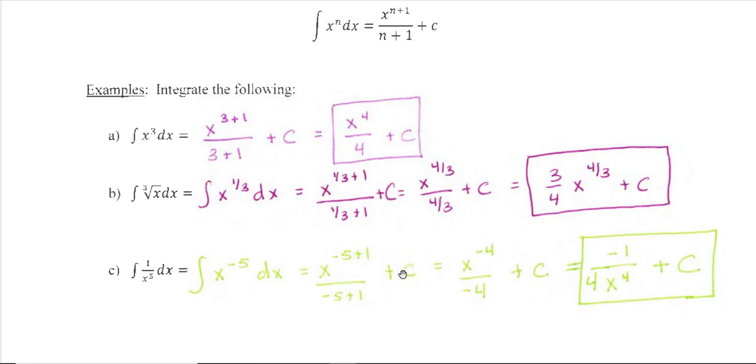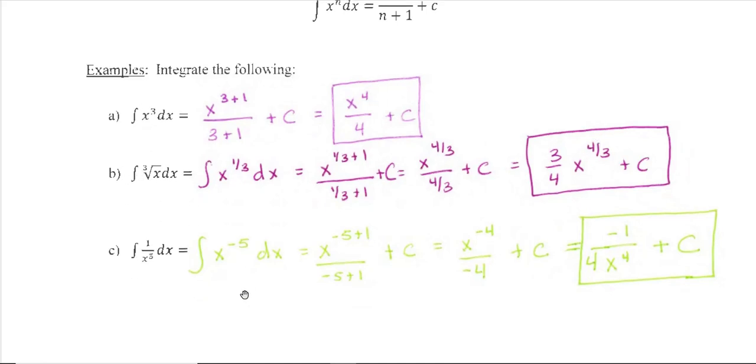Negative 5 plus 1 is negative 4. So that's x to the negative 4 over negative 4 plus c. And to write it a little bit nicer, we'll bring this x down to make that exponent positive. And then we'll bring the negative up to the numerator. So it'll be negative 1 over 4x to the 4th plus c. And keep in mind, in each one of these cases, you can take the derivative of our answer, and you should get back the integrand that's inside the integral there.